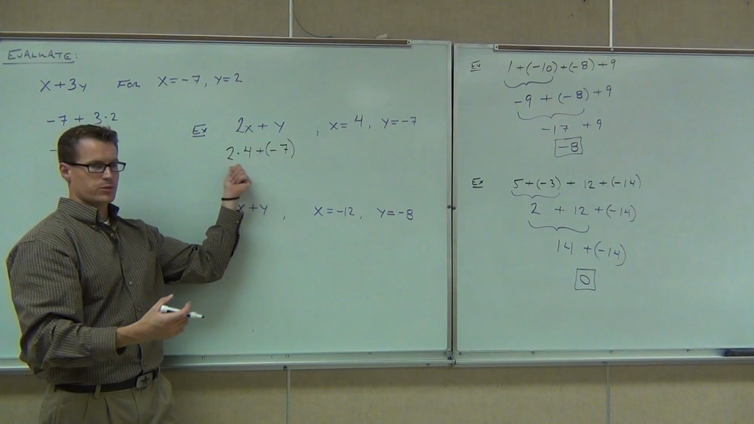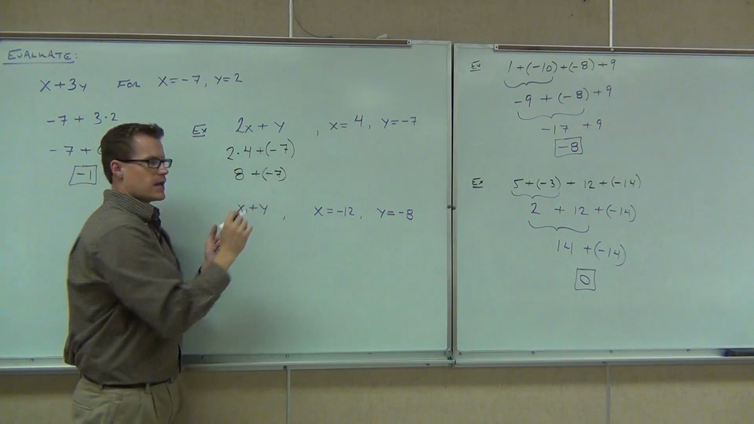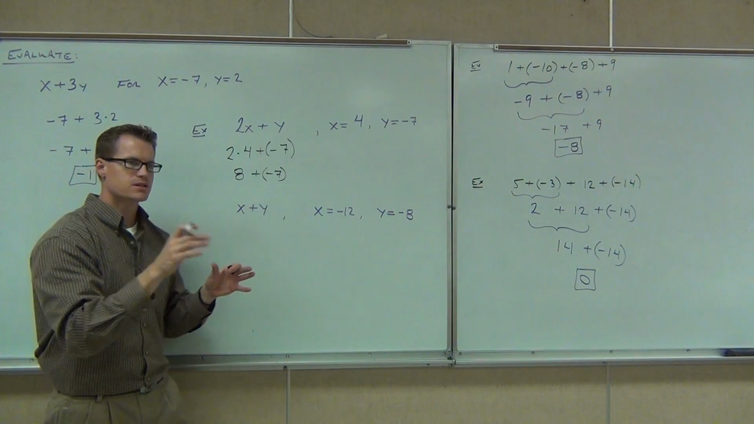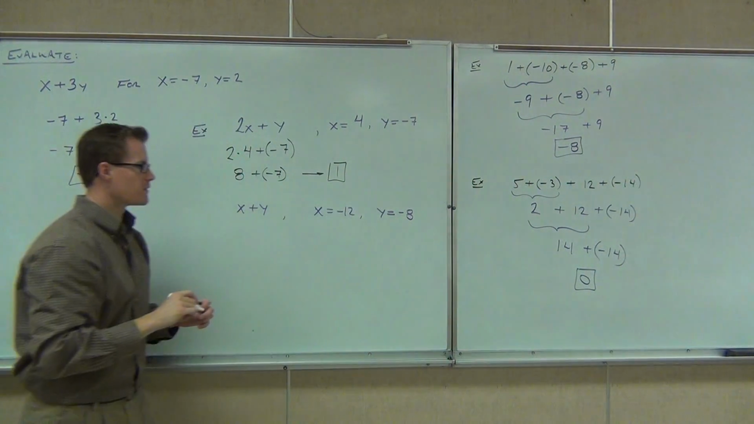We've got, well, multiplication first. 8 plus -7, we can do the addition rule. That's different signs. Subtract. The sign of the bigger number gives us positive 1. That's our answer. That's exactly right.